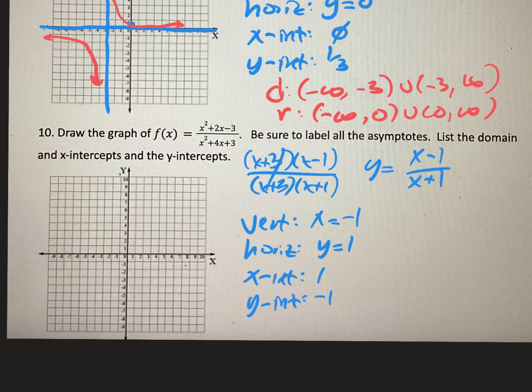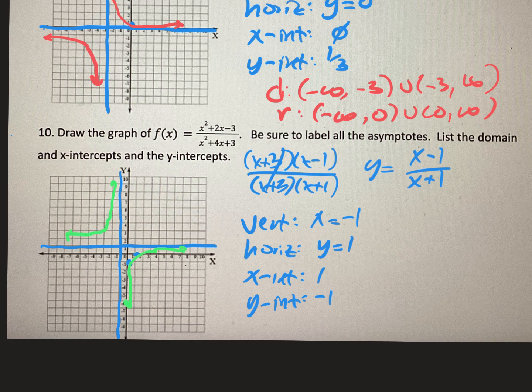Let's graph this stuff. The vertical is at negative 1, right there. The horizontal is at y equals 1, which is right there. My x-intercept is 1. The y-intercept is negative 1, so that means my graph is going to go through those 2 points, which means it's got to be down here and cross through those two. I'm going to punch it in my calculator real quick. The other one is going to be up here.